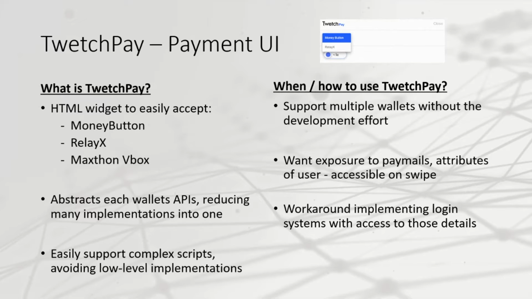So how do you use TwetchPay? Like I said, you want to support multiple wallets without the dev effort. You want exposure to the different paymails, and all those attributes are accessible on the swipe. And you can work around implementing login systems with these details. Because you get, say, the paymail or the public key on the callback, maybe you don't have to implement an OAuth login system or a username and password login system, or God forbid, a Google or Twitter login system. Because if they're signing new transactions and giving you money, you don't need to ask them for all this weird information.